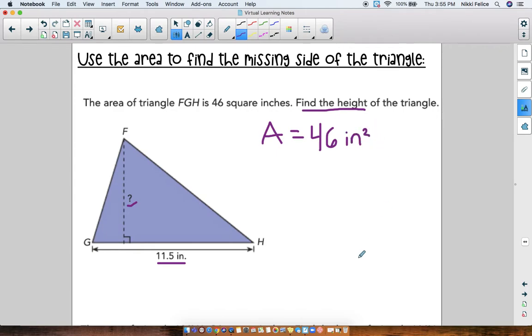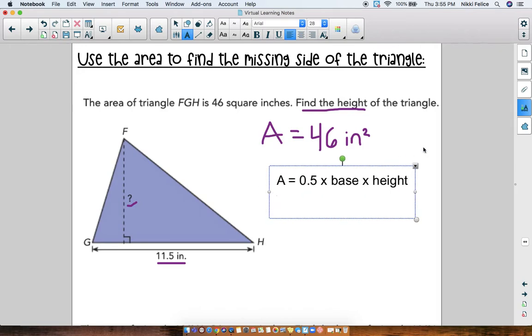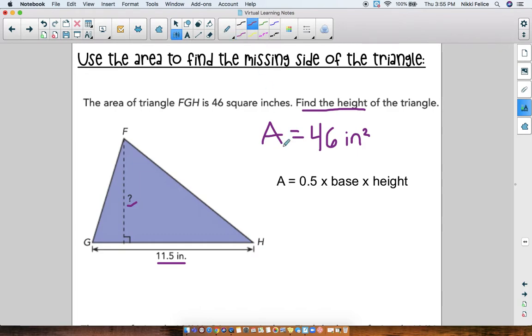Now we need to use this to find the height of the triangle. So how are we going to do that? Well, we know our area formula. Its area is 1/2 times the base times the height. But in this problem, we already know a few things. So we don't know the height, but we do know the base, and we do know the area. So we want to plug in the things that we know right into this formula. So in this problem, we know the area and we know the base.